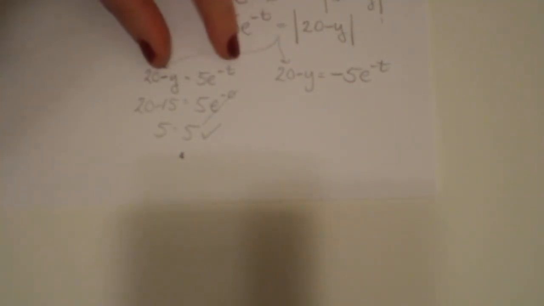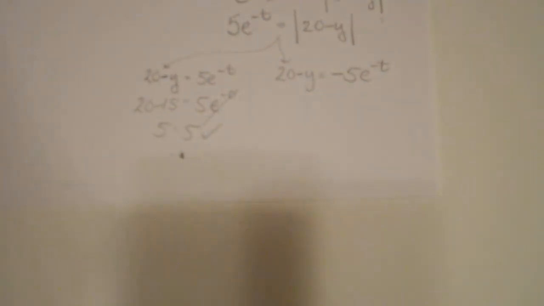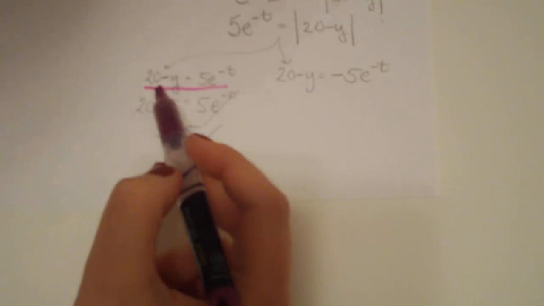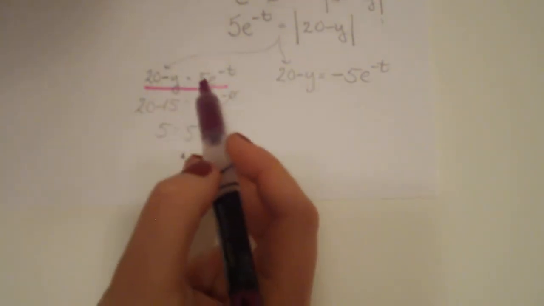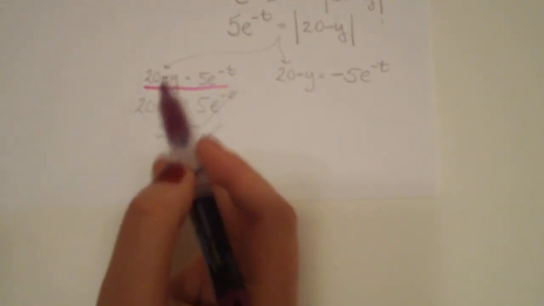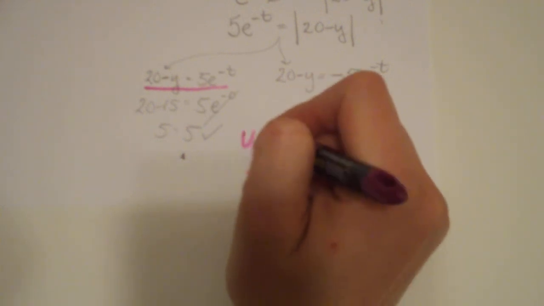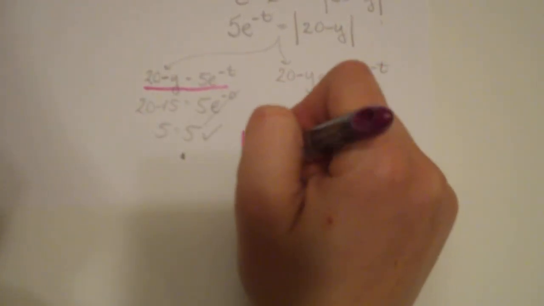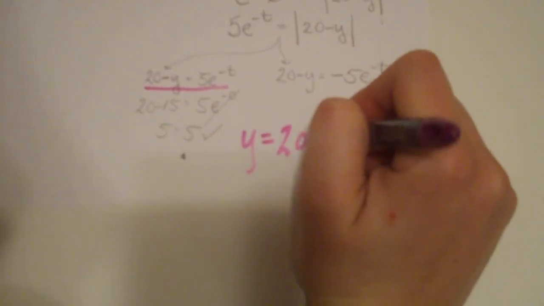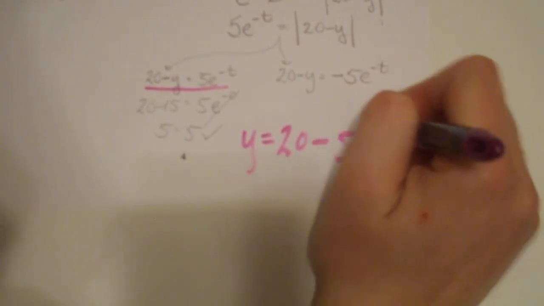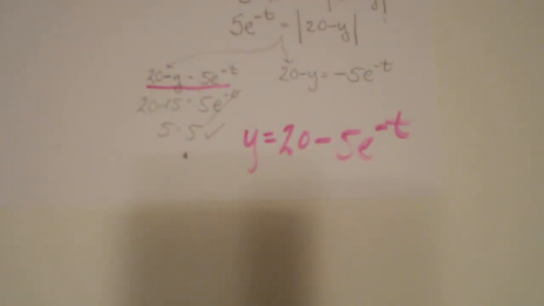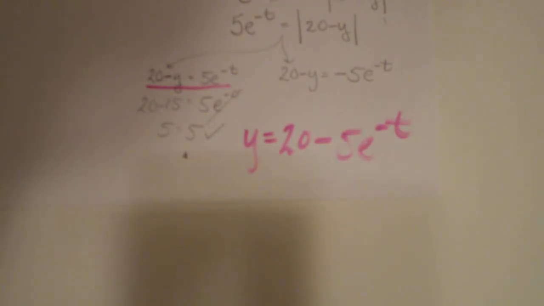Therefore, that equation becomes... And remember, we have to solve for y. So my equation, I'm looking at this right here, 20 minus y equals 5e to the negative t. If I solve for y, then y is equal to, let's see, 20 minus 5e to the negative t. What do you think? There's your final answer. I think we did it. Awesome job.